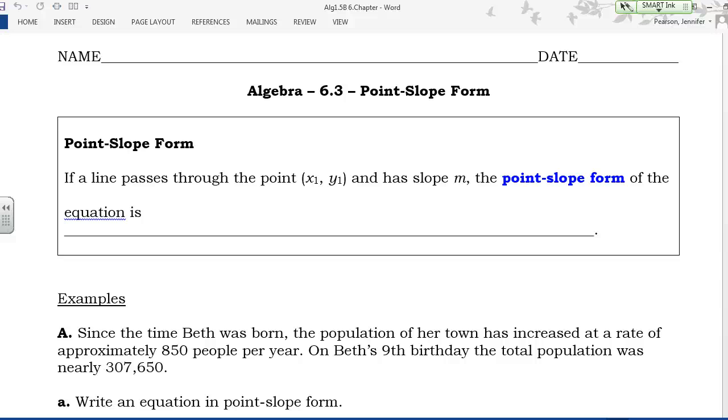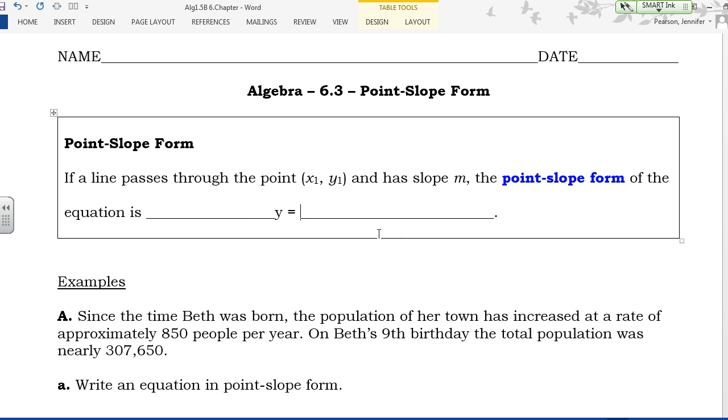This is Algebra Lesson 6.3, Point Slope Form. If a line passes through the point (x1, y1) and has slope m, the point slope form of the equation is y equals m times (x minus x1) plus y1.